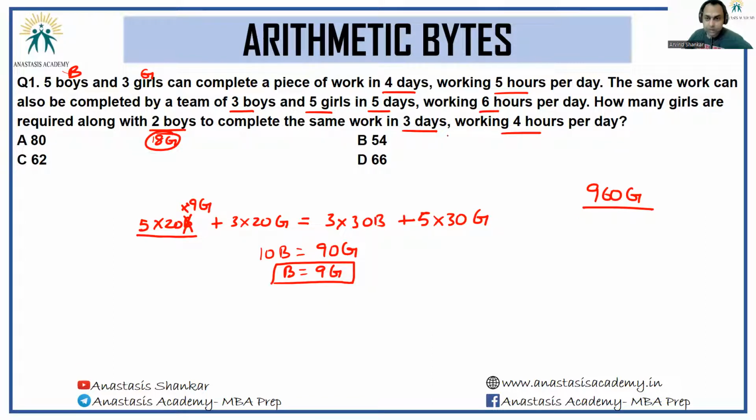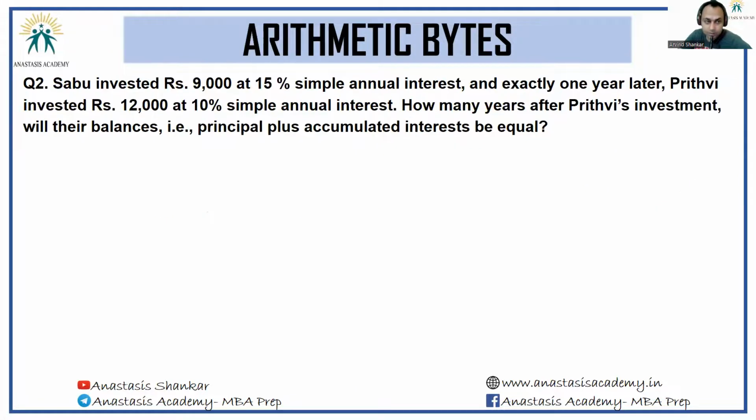It has to be done in how many hours? 12 hours. So we need 80 girls in total, of which 18 girls are already available in the form of 2 boys. So how many girls do we need additionally? We need 62 more girls. 80 minus 18 gives me 62 more girls.